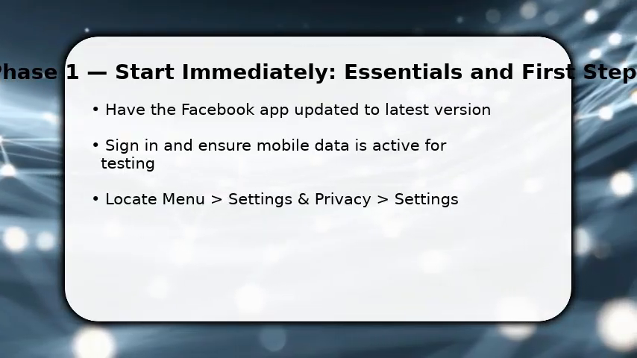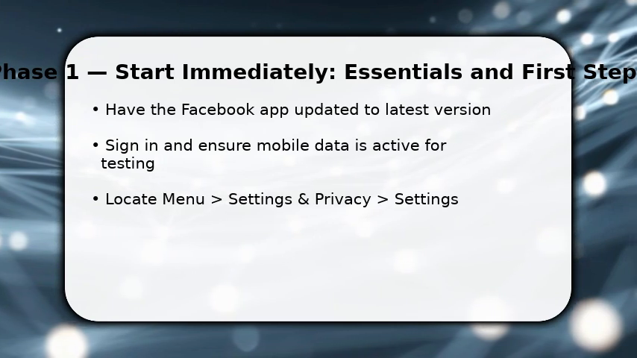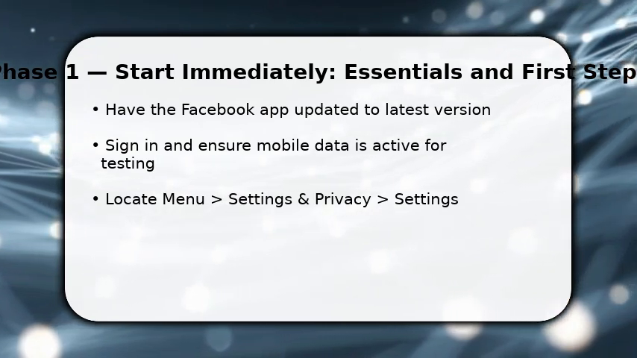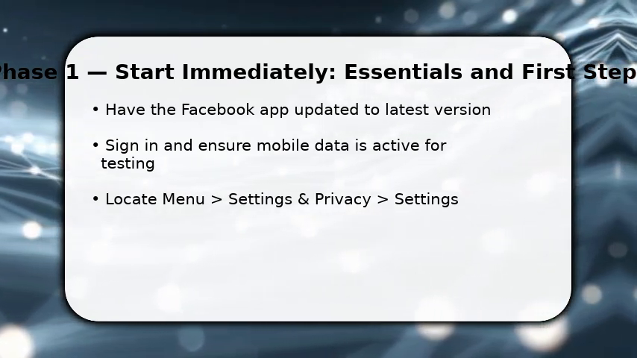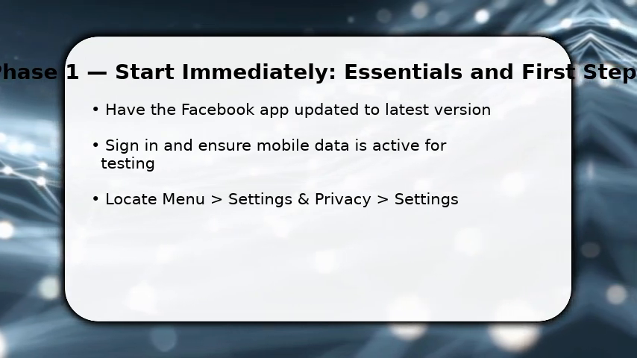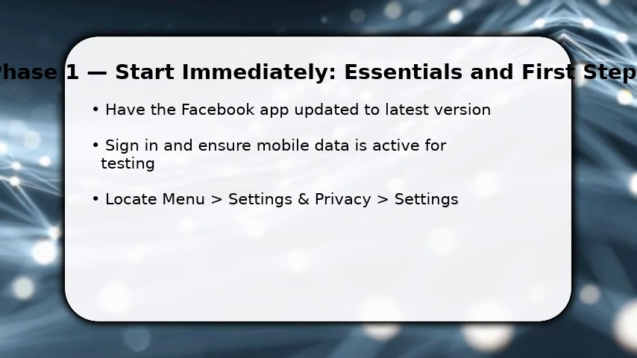You're starting in the Facebook app. Make sure it's updated and you're signed in. Once ready, tap Menu, then choose Settings and Privacy and open Settings. You do this to reach the controls that affect downloads, video play, and uploads.